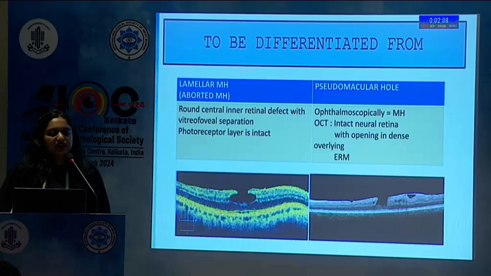So another main thing is we have to differentiate macular hole from two entities. One is lamellar macular hole, wherein actually there is a defect, but the photoreceptor layer is intact. So then it's not a full thickness macular hole. Also pseudomacular hole, where the neurosensory layer is intact, but there's an ERM which is giving way in the center.